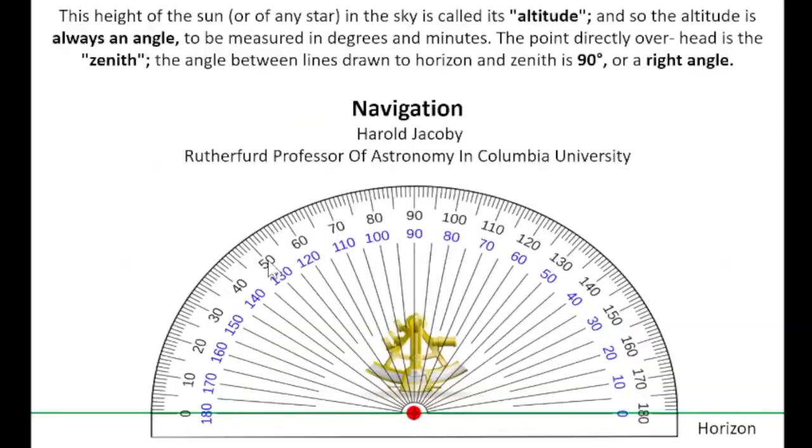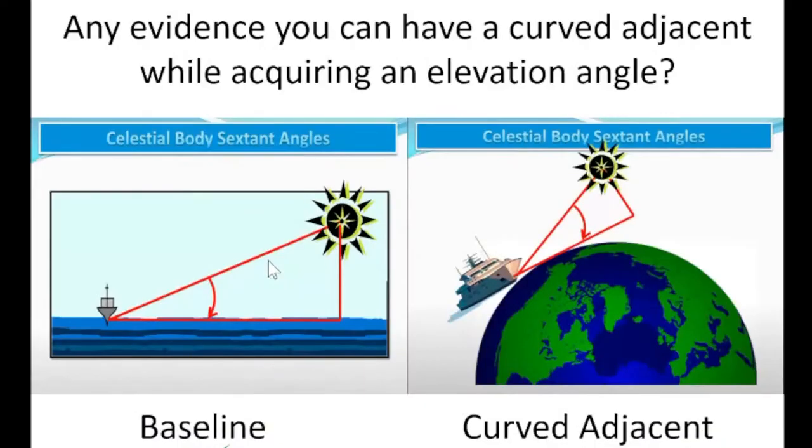Next slide. The height of the sun or of any star in the sky is called its altitude. And so the altitude is always an angle to be measured in degrees and minutes. The point directly overhead is the zenith. The angle between lines drawn to the horizon and the zenith is 90 degrees, or a right angle. Navigation, Harold Jacobi, professor of astronomy. Last slide. Any evidence you can have a curved adjacent while acquiring an elevation angle?